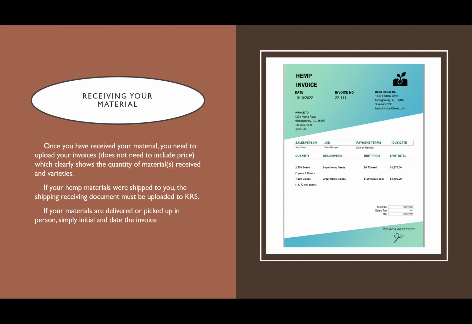If you receive your plants or seeds in person, if you look on this invoice in the bottom right corner, it's written in, it says received on 10/20 of 22, and it has the initials beside it. If you receive your plants in person, we ask that you just simply write the date at the bottom and initial it. That's all we ask.